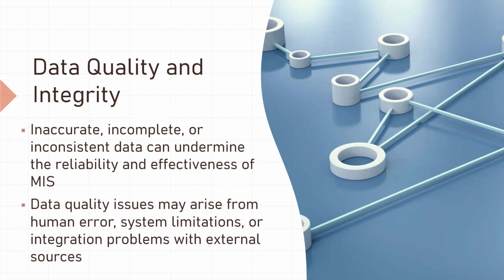Number one, it is a problem because of poor decision making. MIS relies on accurate data to generate reports and insights. If data is incomplete, outdated, or incorrect, managers may make decisions based on faulty information. For example, a sales report with missing transactions could lead to incorrect inventory and planning. So poor decision making is one of the reasons why data quality and integrity is a problem.